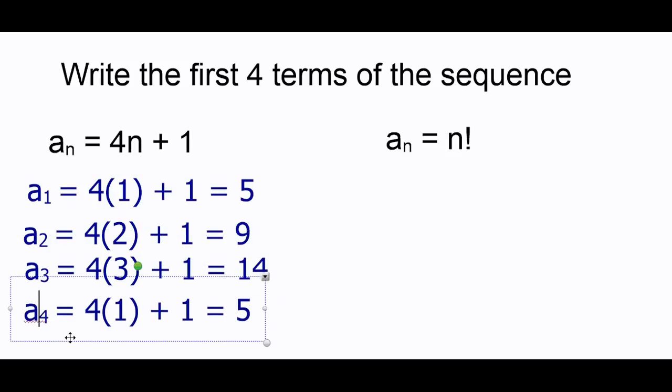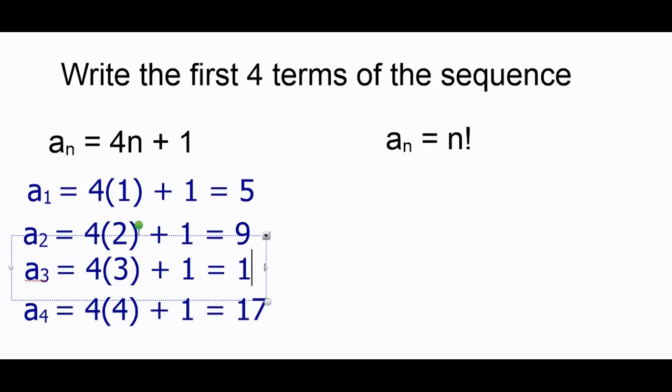And doing the same thing to get a sub 4, I now replace the n with a 4, so that gives me a value of, let's see, 16 and 17. And I just realized there is a mistake up here. This is not 13 or 14. It is 13 because we know that 4 times 3 is 12. I got a little ahead of myself.